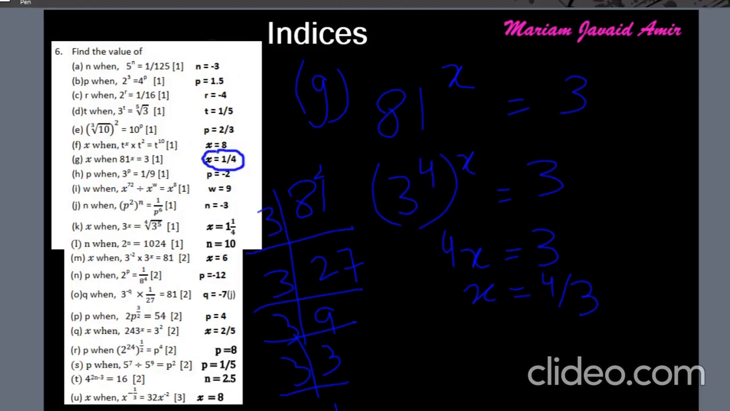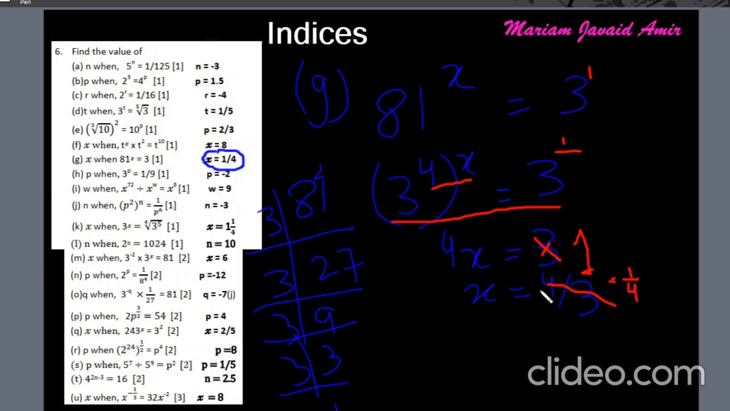3 power 4x equals 3 power 1. So 4x is equal to 1. This power will equate to this power. So x equals 1 by 4. So 1 by 4 is the answer.